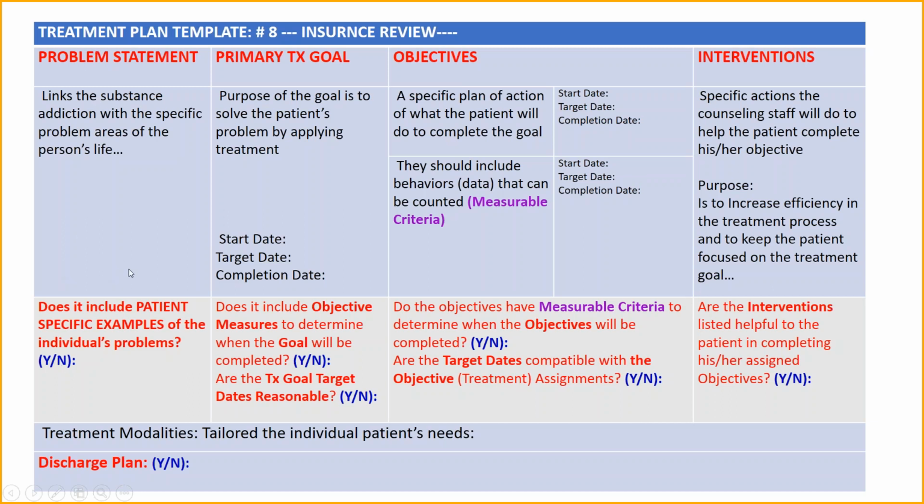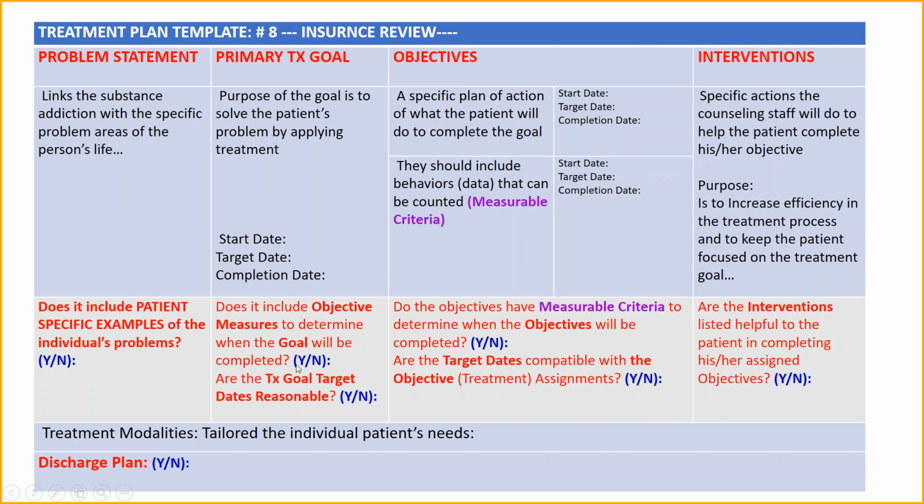So on the problem statement that you will populate here, does it include patient-specific examples of the individual's problems? Or are you just listing a diagnosis? Well, there are several million people in America that has that same diagnosis. So how does that diagnosis affect your individual patient?